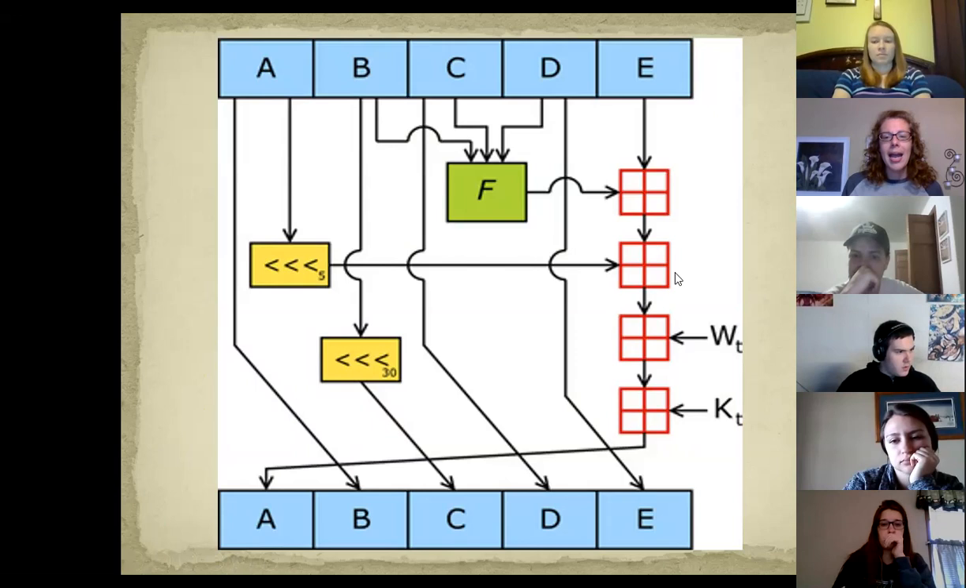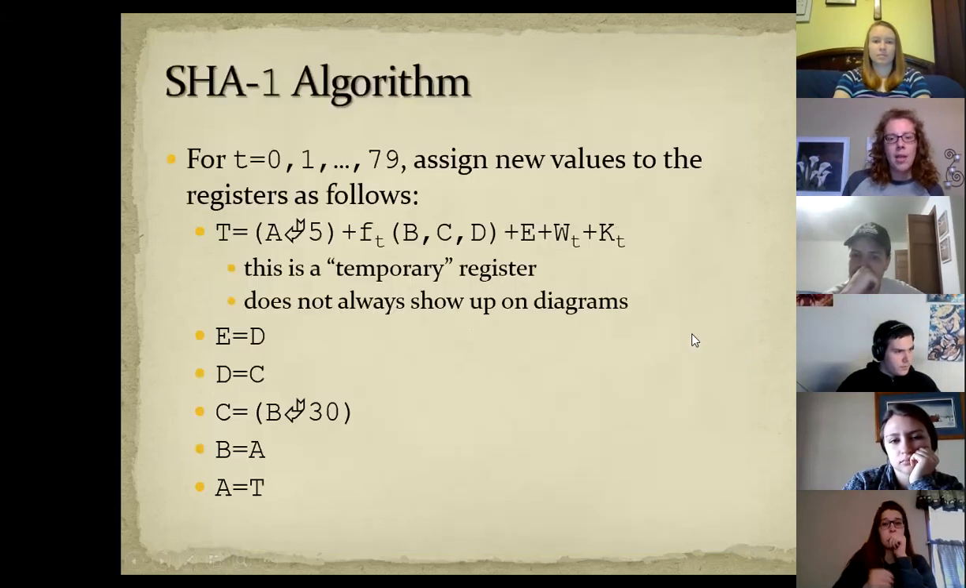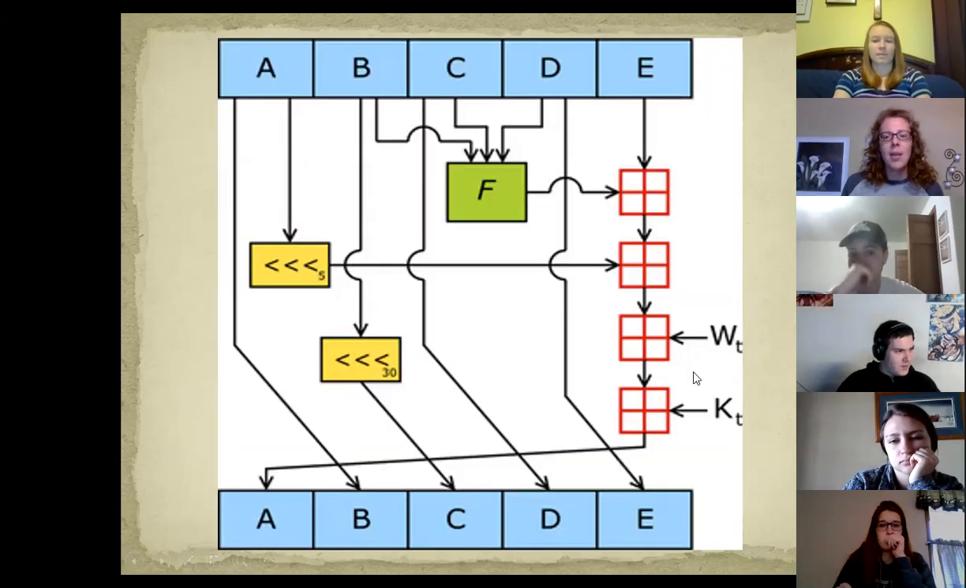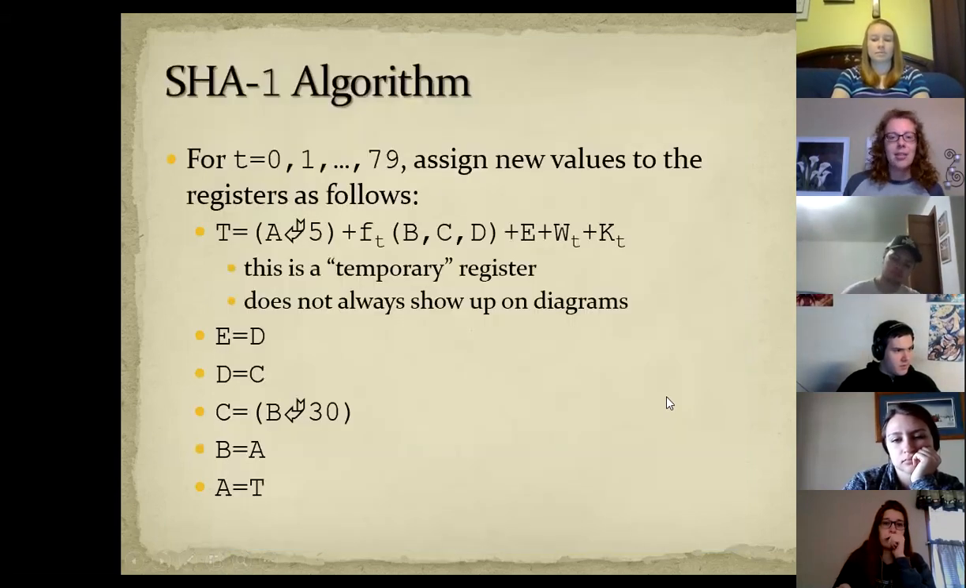Okay. I have this W sub T value that I am adding. So that's my addition right here. I've got this K sub T value that I am adding. So that is this addition right here.